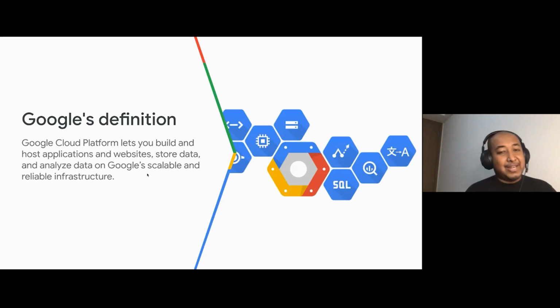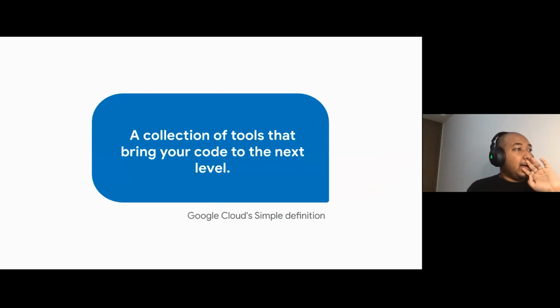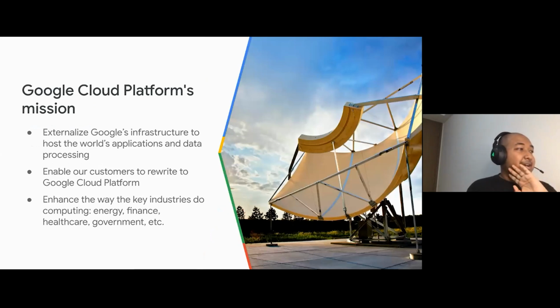We don't have to memorize any of these definitions. Just know you'll be able to do storing, you'll be able to do analyzing, and in a secure and scalable way you can host your application. So just keep that in mind. All right, a collection of tools that brings your code to the next level. That's a simple way to keep in mind about Google Cloud Platform. So Google Cloud's mission, that's pretty straightforward. I'm going to skip this slide.